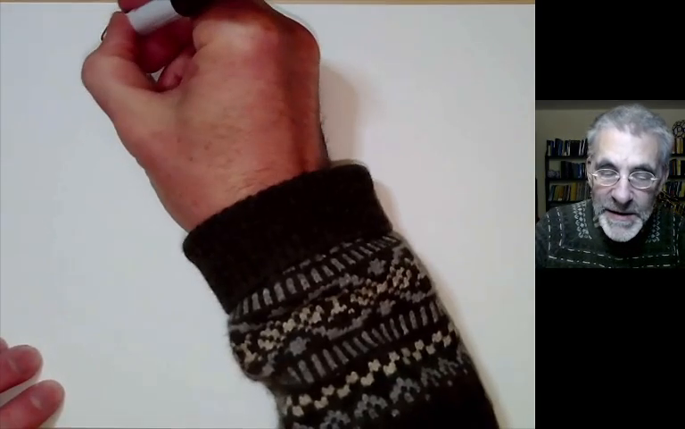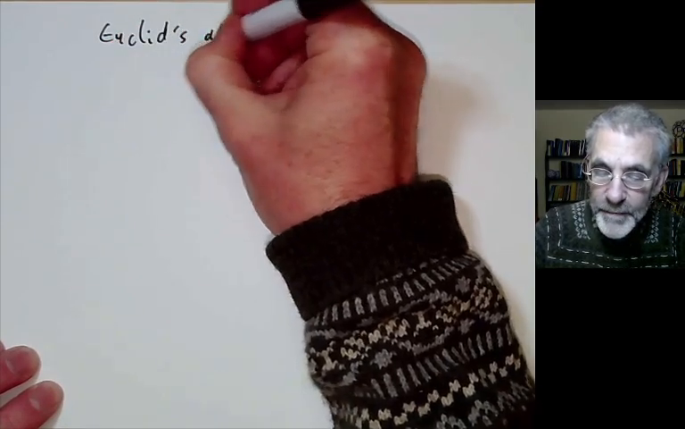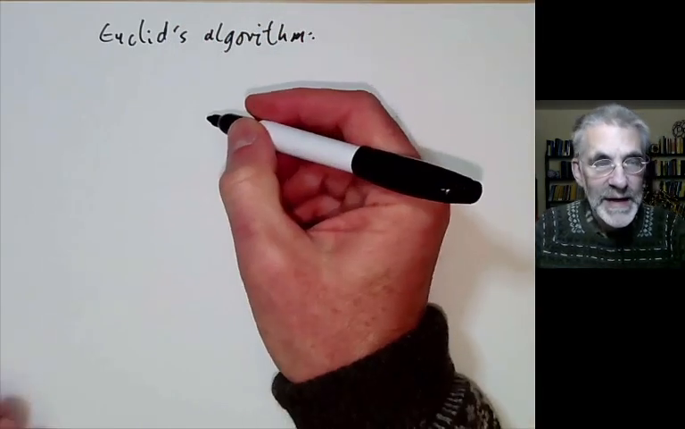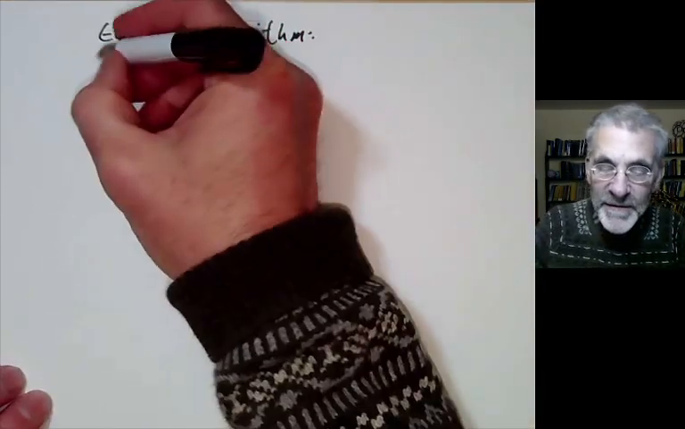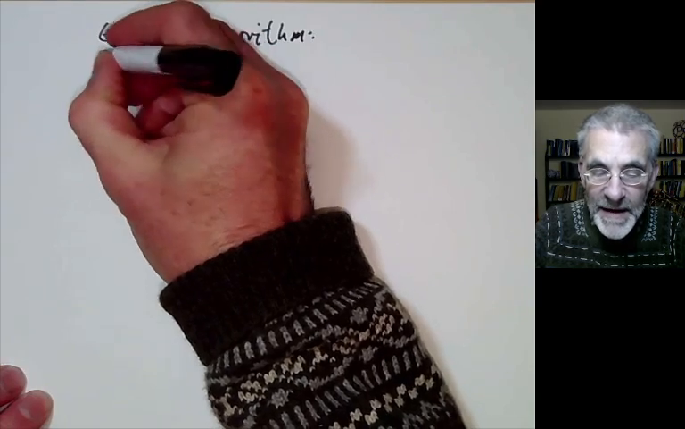So this lecture is part of Berkeley Math 115, which is an undergraduate course on elementary number theory. In the last lecture, we were looking at Euclid's algorithm, and we're going to continue looking at this in more detail. So we saw that Euclid's algorithm could be used to find the greatest common divisor of two numbers A and B.